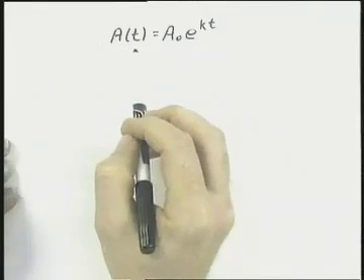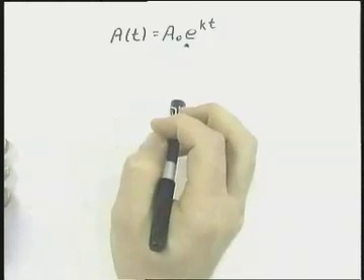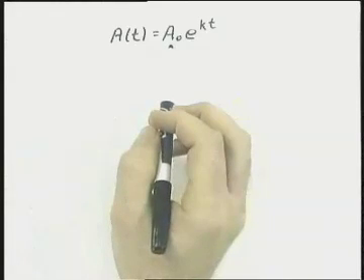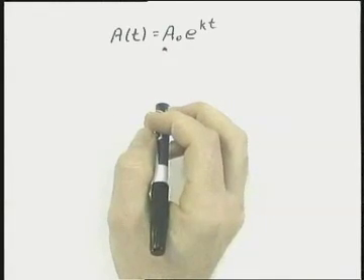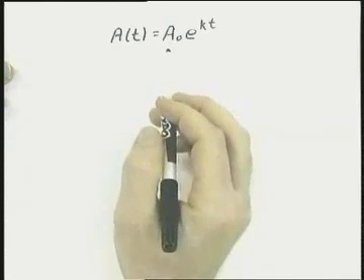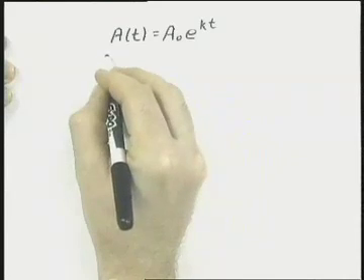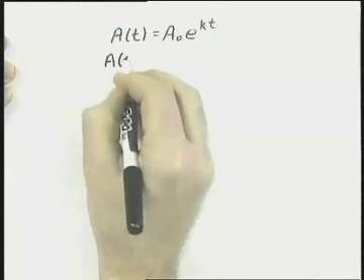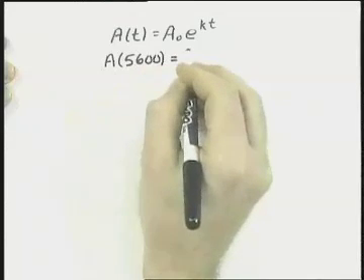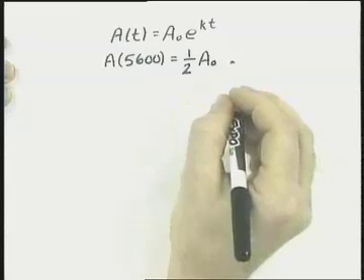We're going to use the radioactive decay model: A of t equals A sub 0 e to the kt power, where A sub 0 is the initial amount of the substance, in this case the initial amount of carbon-14. Because we know the half-life of carbon-14 is 5,600 years, we know that A of 5,600 is going to equal 1/2 of A sub 0.